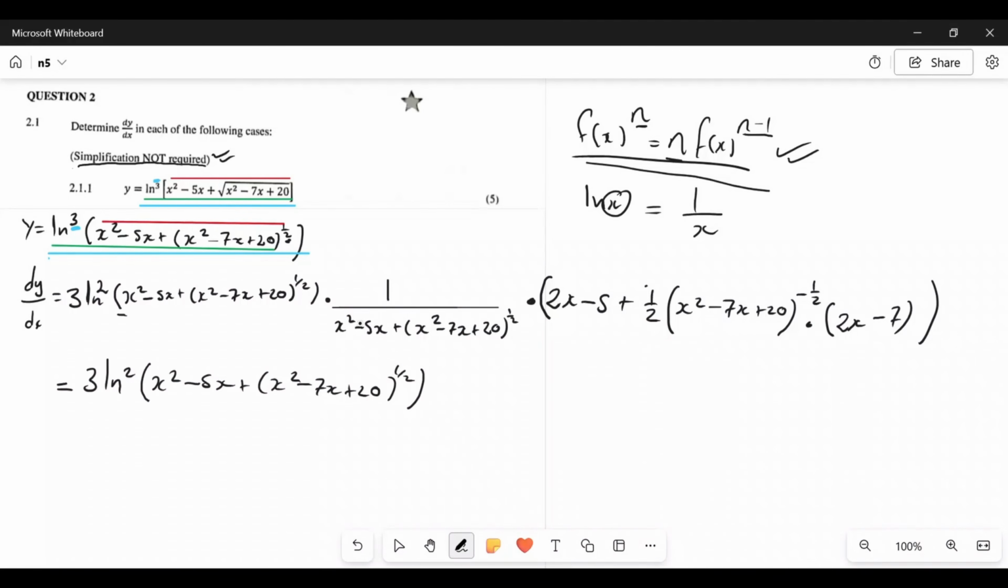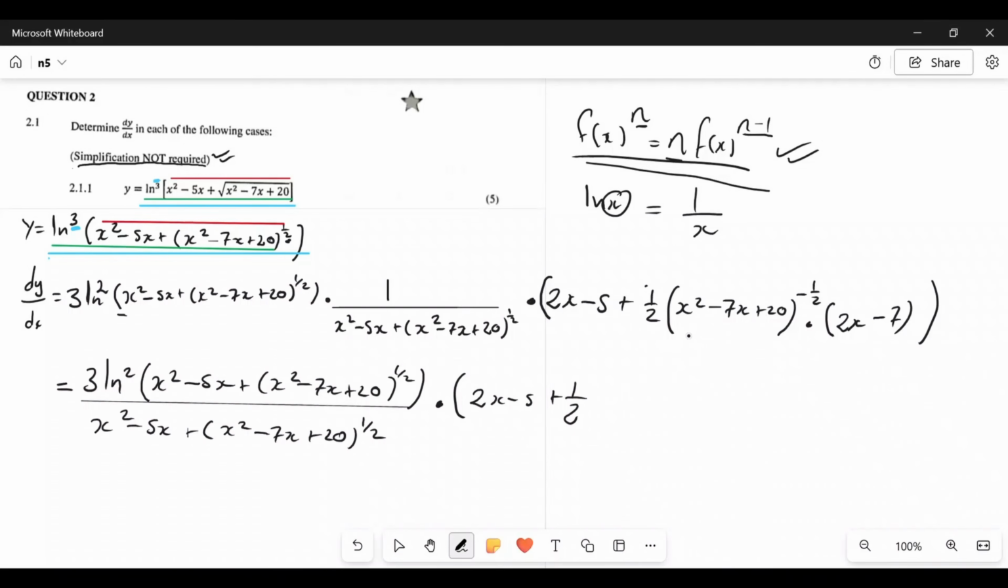Multiply by 1 over this one here. So if you multiply by 1 over, let's do it this way. Multiply by 1 over x squared minus 5x plus, open bracket, x squared minus 7x plus 20 to the power of half. There we go. Multiply by everything here. So inside there, let's not forget to put the bracket. So we're going to start with this one here, which is 2x minus 5, right? Plus half. There we go.